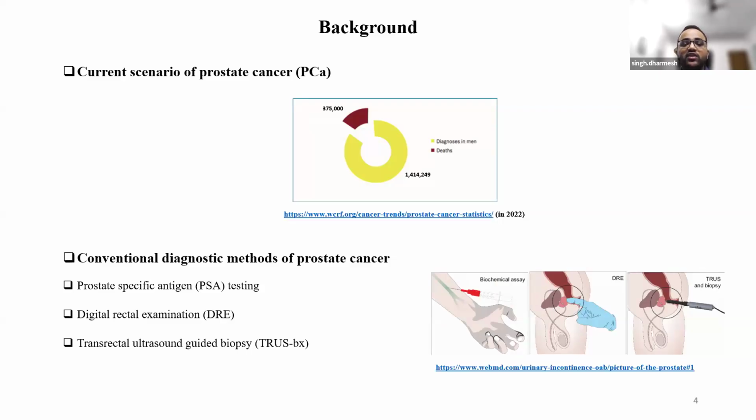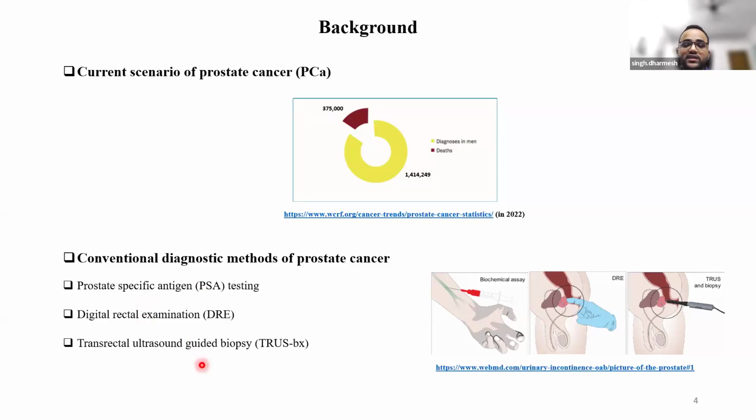There is a lot of research going on in screening tools. It has been seen that age-standardized mortality rates have decreased mostly due to early screening and better detection. So let's now transition to the cornerstone diagnostics currently used in clinical practice. These are the conventional diagnostic methods, which are invasive in nature. Basically, they include prostate-specific antigen testing, digital rectal examination, and transrectal ultrasound-guided biopsy.